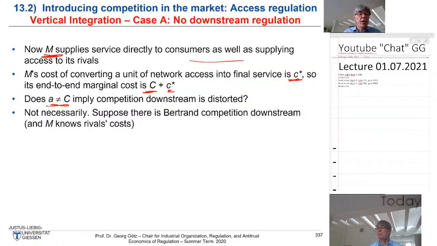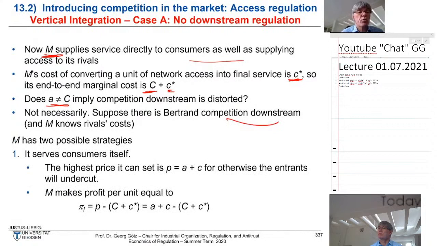Not actually. You will see that if the entrant is more efficient than the incumbent in terms of the downstream activity, the incumbent would just supply the entrant with the wholesale service rather than directly supplying the consumers. So that's what you see here. And suppose the incumbent knows the rival's cost. So we have to compare what profit it makes if it serves consumers itself.